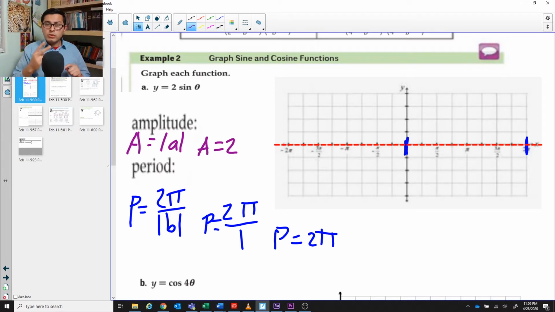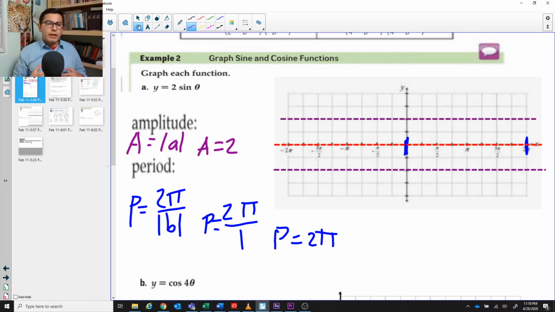So I'm going to draw 2 more dotted lines to show what are the bounds of this graph going up and down. Notice I drew 2 more dotted lines. The amplitude being 2, it goes 2 units up from the midline and 2 units down from the midline. So now I have all of the bounds that I need.